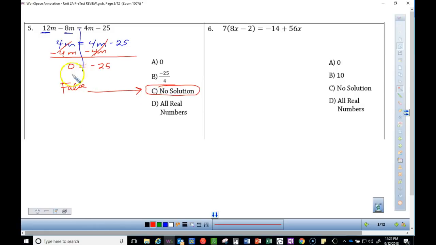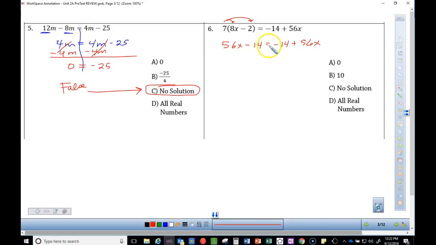Okay, so if all the variables cancel out, you either end up with true, which will be all real numbers, or false, which will be no solution. So on number 6, we have to distribute first. So we're multiplying a 7. So we'll get 56x. 7 times negative 2 gives us negative 14. And then we've got negative 14 plus 56x.